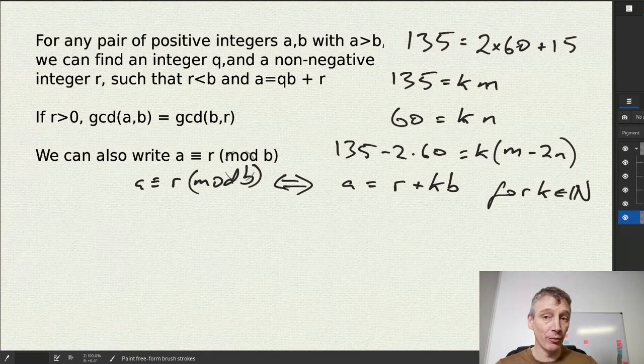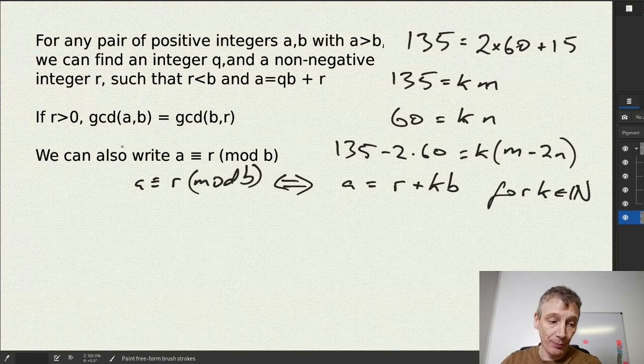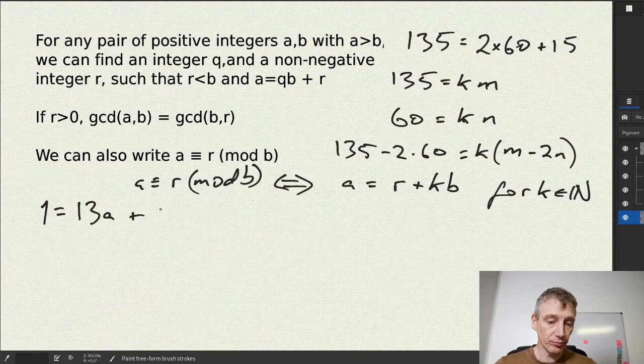And what makes it even more interesting is it gives us a way to calculate as a linear combination some arrangement of the two original numbers. So let me start with a fairly simple example. I want to find a way to write 1 as a linear combination of 13 and 17.